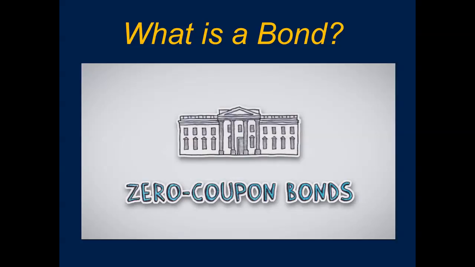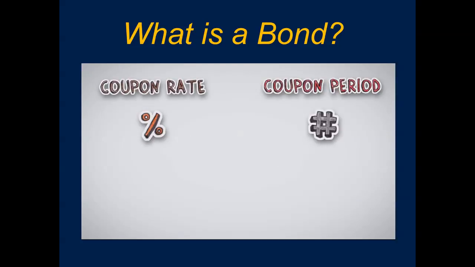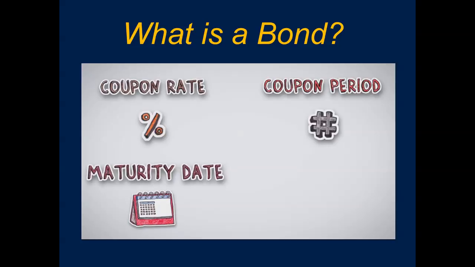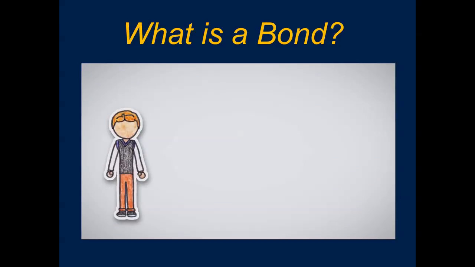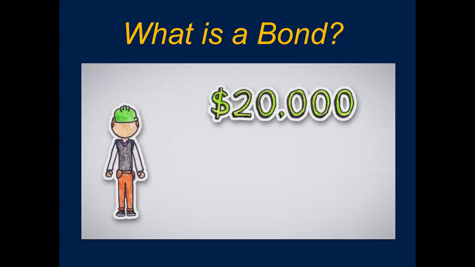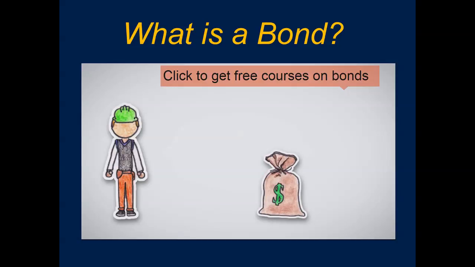The key things to look for in a bond are the interest that the bond pays, the number of times interest is paid, the end of the bond term, and the amount paid back at the end of the term. Here's Archie. Archie owns a construction company and needs $20,000 to buy new machinery. All his cash is tied up in other projects, so he needs to raise money. He has a few options.